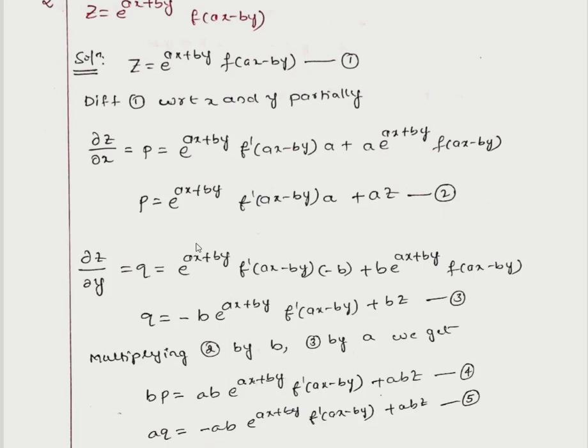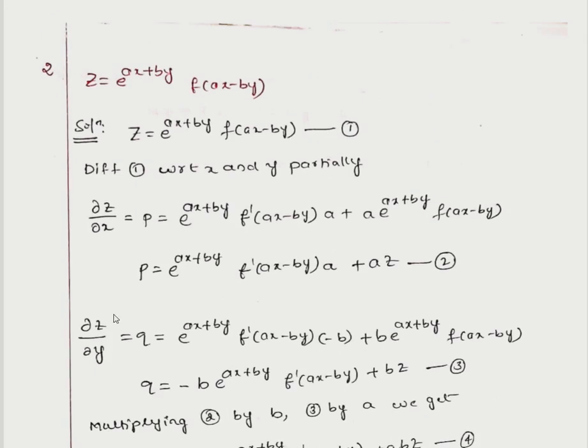Similarly, differentiate equation 1 partially with respect to y. What is the differentiation of z with respect to y? Dou z by dou y, that is equal to q. The notation of this one is q, that is equal to. Same again, here we observe that both of these are functions of x and y. Therefore both are functions of y. Therefore here also we have to use the product rule, uv rule.